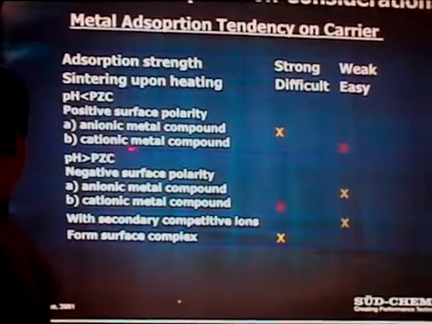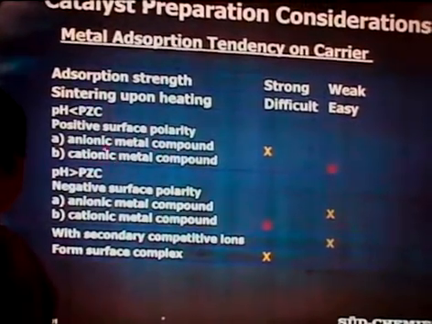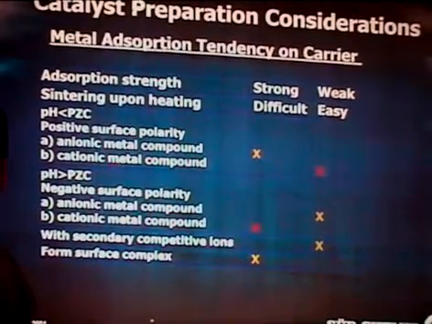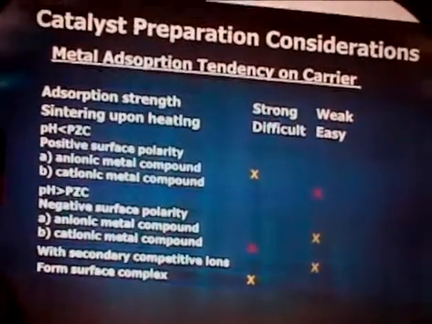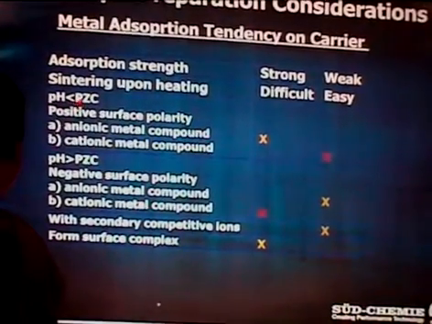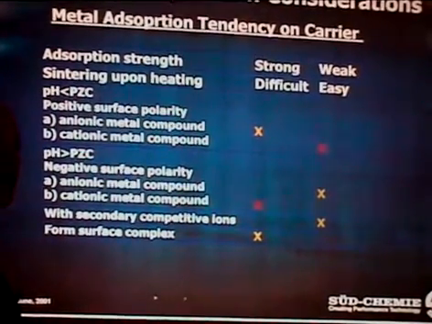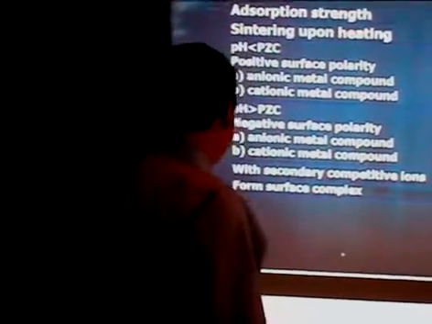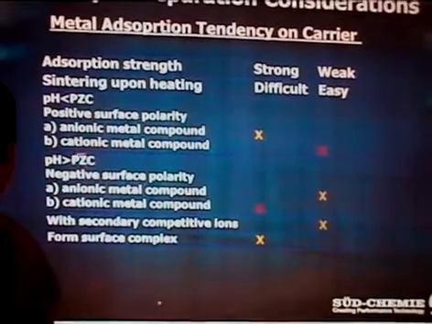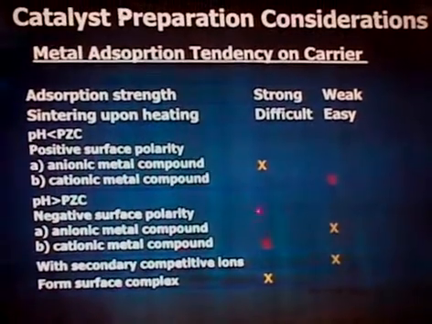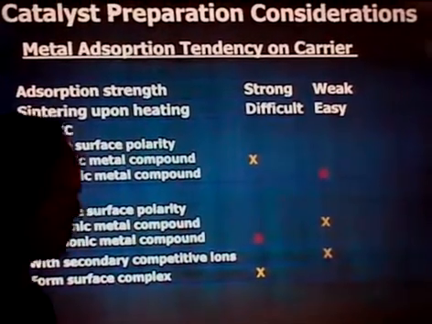In that case you have cobalt, which is a cationic metal species, an actual metal ion. When you adsorb at a pH less than the PZC, the interaction is pretty weak, so when you're sintering it's easy to sinter. If you change the pH of the adsorbing solution from acidic to basic, you probably get stronger adsorption, and then it's more difficult for the cobalt to sinter.